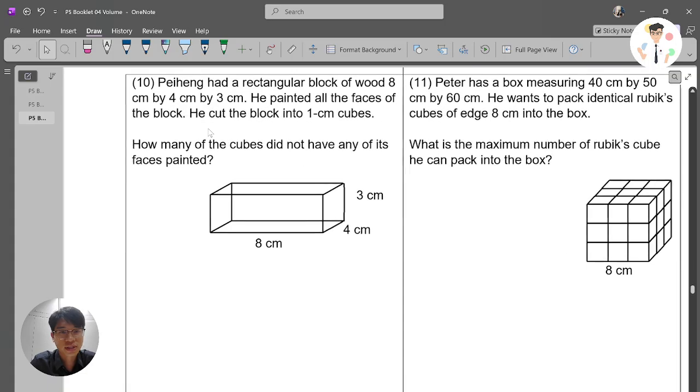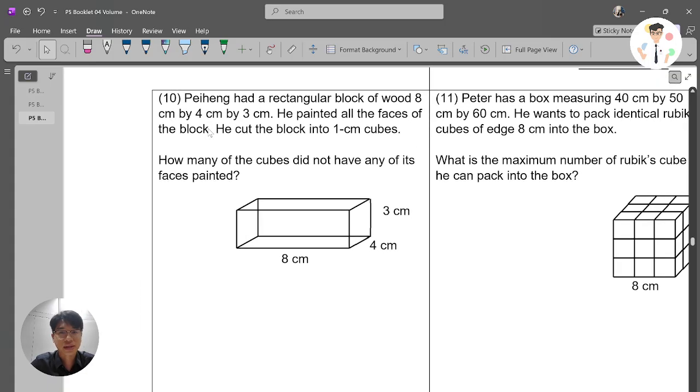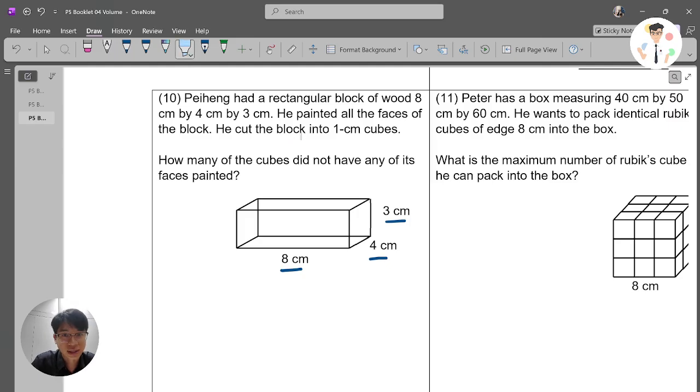Now, this question here says what? Pei Heng had a rectangular block of wood 8 cm by 4 cm by 3 cm. So as you can see, 8 cm, 4 cm, 3 cm. And what he did is he painted all the faces of the block. Means that I have a block, I painted every single thing, all the faces, including bottom part, including top part. I painted everything. Then, next part, he cut the block into 1 cm cubes.